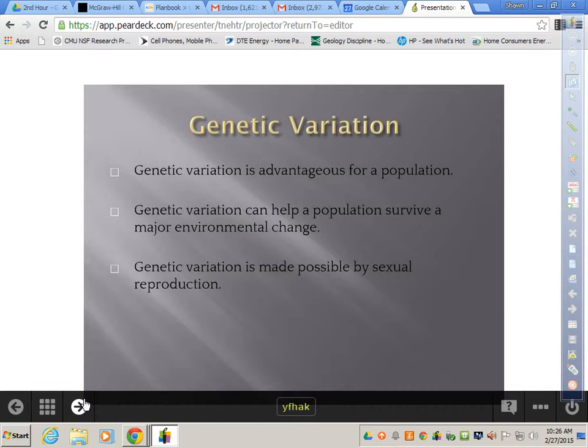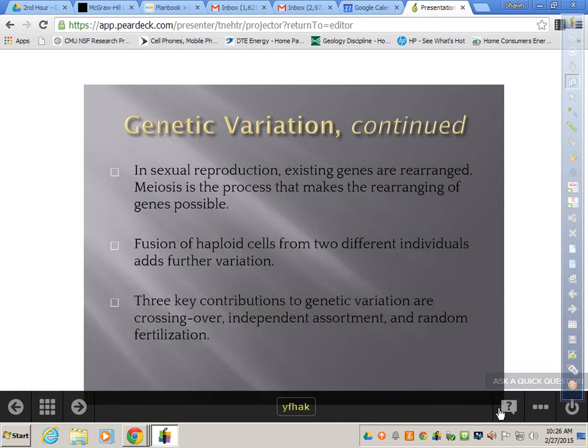Now the fusion of haploid cells from two different individuals adds further variation. And if I asked you, what are the two haploid cells called that fuse?